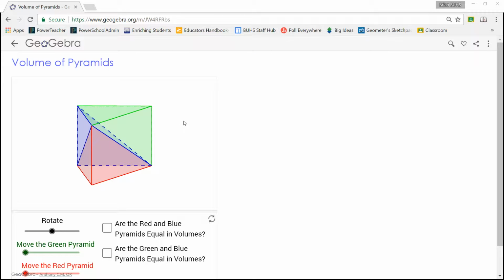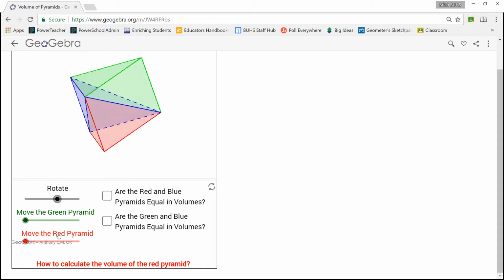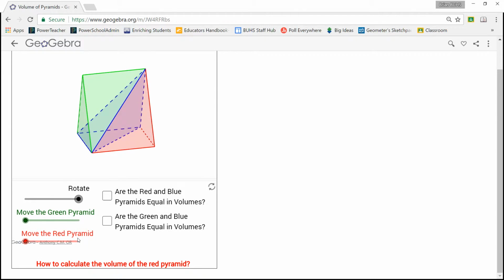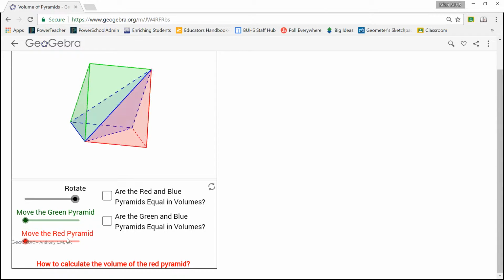We are talking today about the volume of pyramids. Interesting idea. And check this out. I actually got this shape here. What type of solid does this shape, the combination of all three of those, look like? A triangular prism.